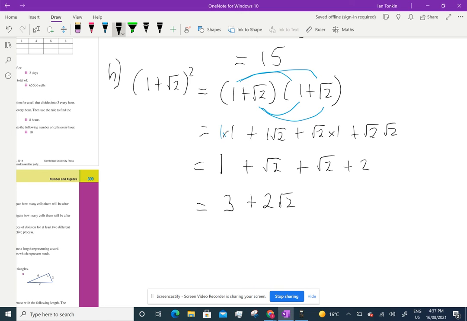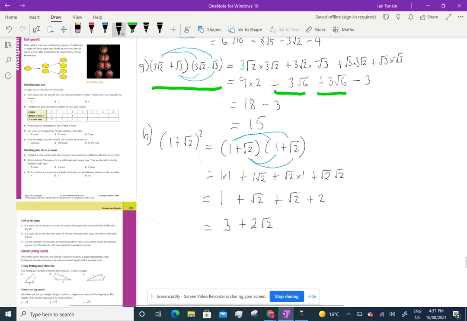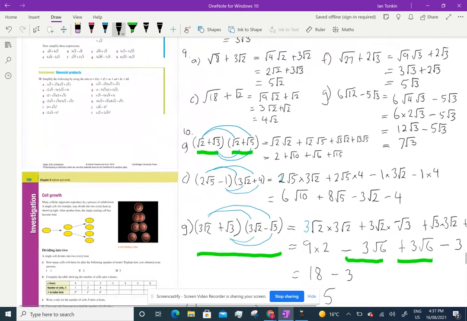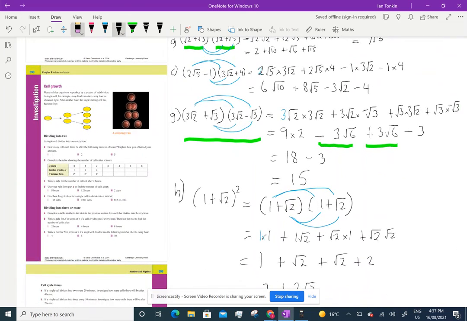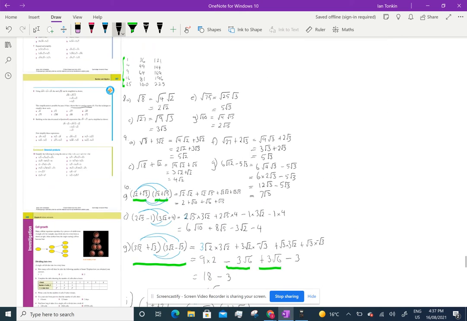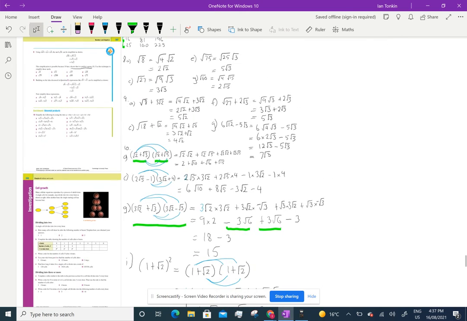What was that, H? Wasn't H, was it? It was I. I was just wondering because I got a different answer, and I, 3 plus 2 root 2. All right, have a go at question 10. See if you get the same answers.